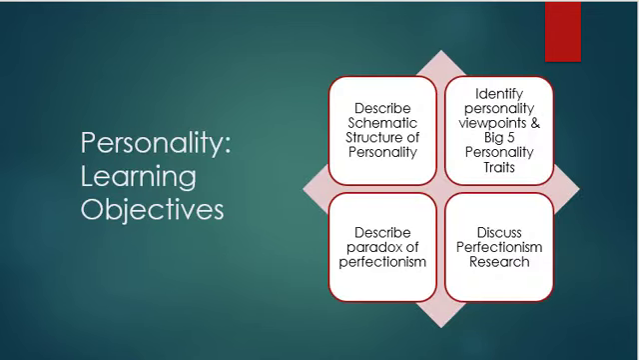Our learning objectives for this module are to be able to describe and define personality. We're going to use the schematic structure of personality to do that. We want to be able to identify personality viewpoints and the big 5 personality traits and how they relate to behavior. We also are going to be able to describe the paradox of perfectionism, along with being able to discuss what this research on perfectionism and on personality can tell us about our behavior and performance.